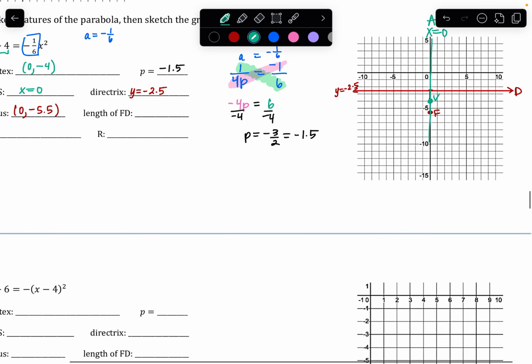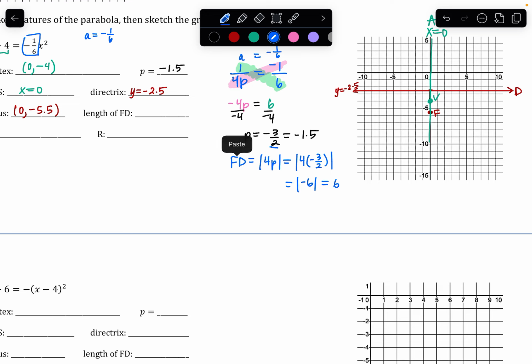The length of the focal diameter is always given by the absolute value of 4p. So it'll always be positive. Our p was -1.5. I'm going to use the fraction because that's easier to compute. That gives me -12/2, which is -6. Take the absolute value, you get 6.